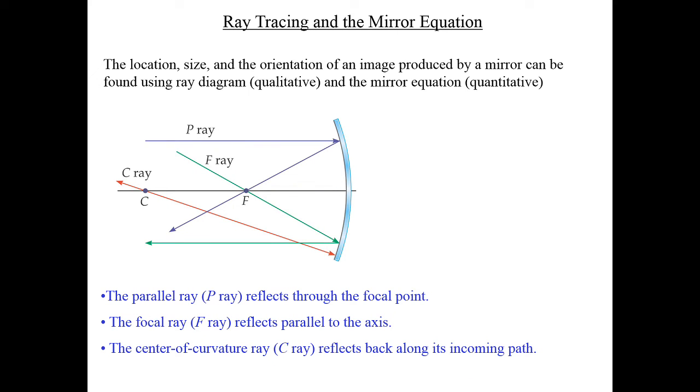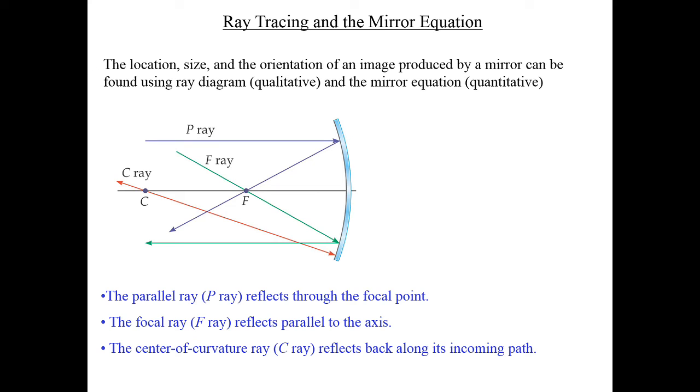So, the idea is that if we want to track how the light rays bounce off of a mirror, we want to define 3 rays that tells us what will happen to the light rays that go through our mirror. In principle, we only need 2, but having a third gives us a sanity check to see that it all makes sense.